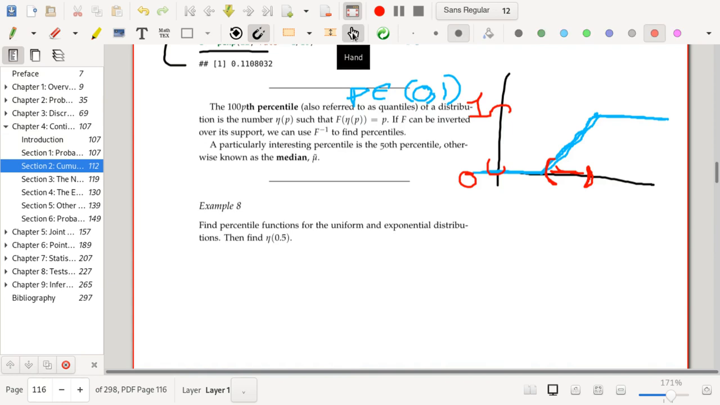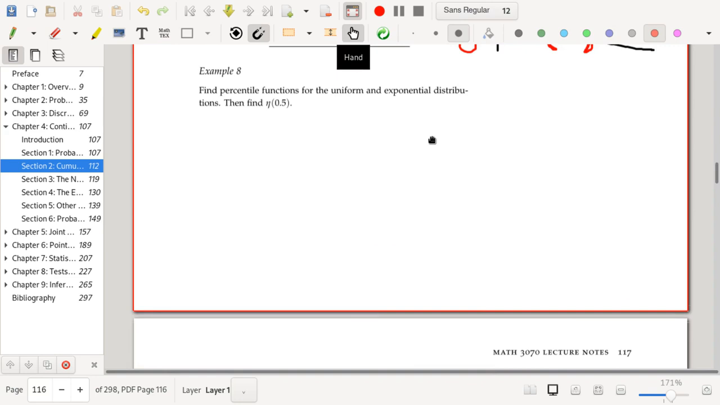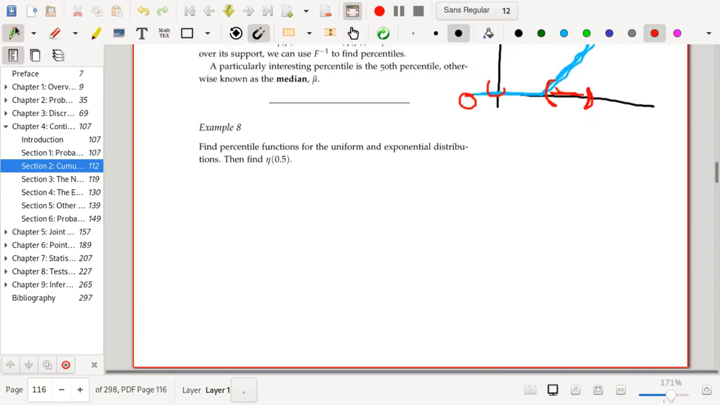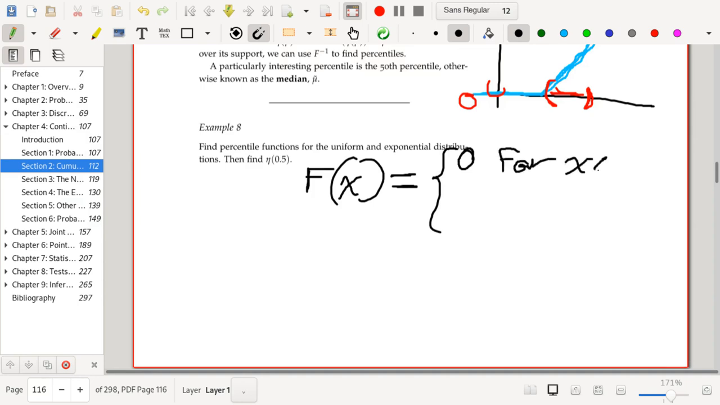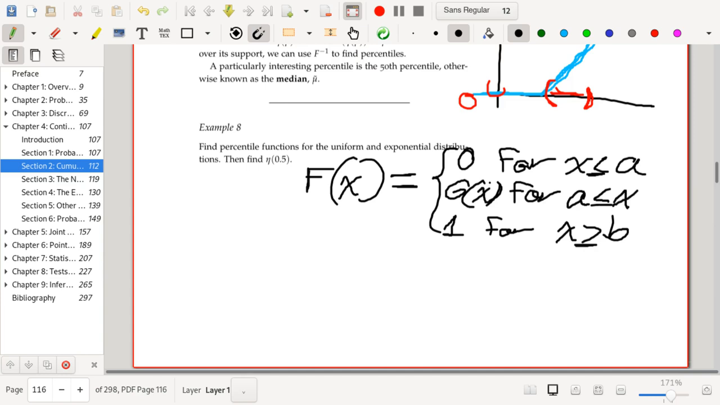All right, so that was a whole bunch of theoretical stuff. Let's see some examples of finding percentile functions. Let's say your CDF takes this form. We have F of x equals 0 for x less than some point a, 1 for x greater than or equal to some point b, and then we'll call it G of x for a less than x less than b.